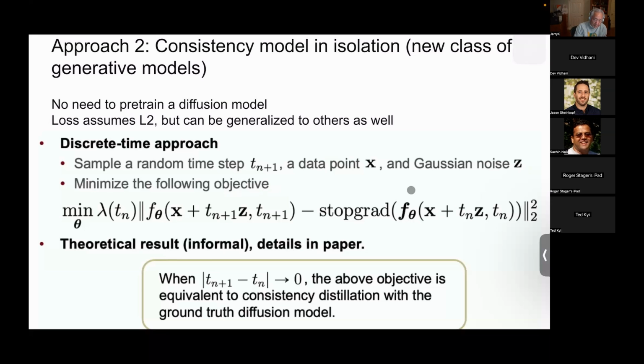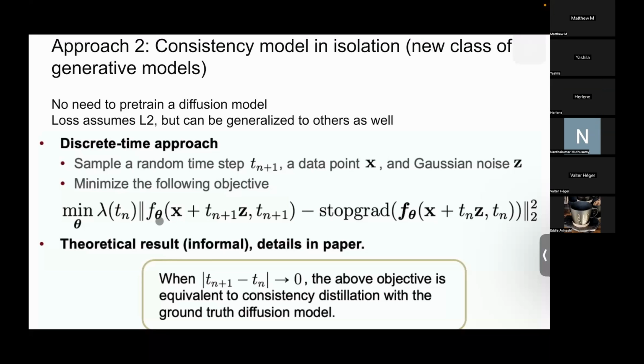Provided your x_{t_{n+1}}, if you may, right? And what they have is for any discrete time. This was a discrete time approach. So you basically sample a random time step t_{n+1}, and for a corresponding data point, you inject the noise to it, x plus t_{n+1}z, right? And you minimize the following objective, where the objective for the model that you are training is x plus t_{n+1}z, which is the noise at t_{n+1}, minus stop grad x plus t_n z, t_n. So you are predicting the origin, which is x, right?